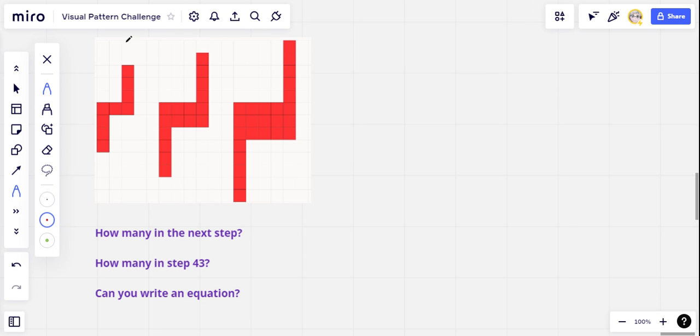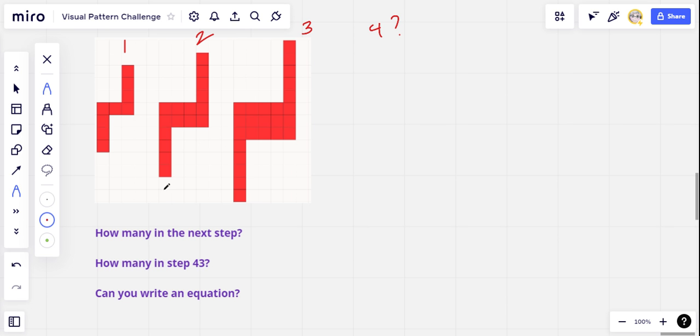Here is our pattern today. Here's step 1, here's step 2, here's step 3. Your challenge is to predict the number of red squares in step 4. If you can do that, can you predict the number in step 43? And can you write an equation that could be used to predict the number of squares in any step at all? That's the challenge. If you'd like to accept it, pause the video and see what you can do.